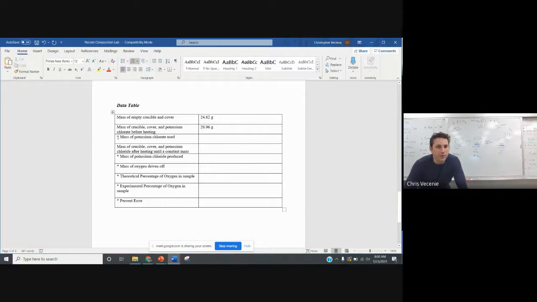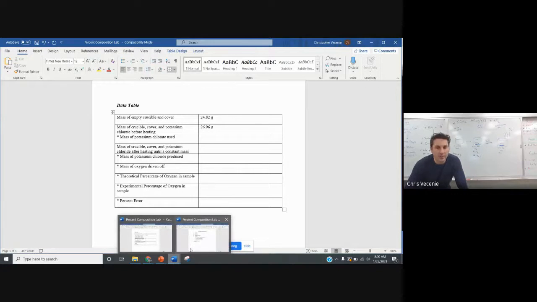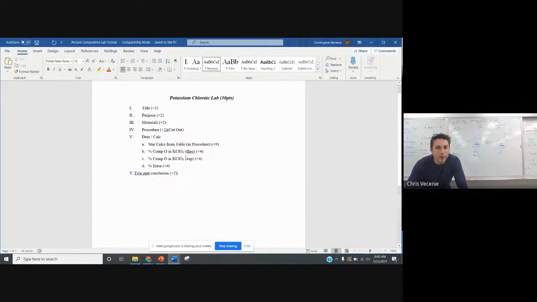So this one here, this one here, this one here, and this one here, and lastly, this one here, all have stars. That means you need to do supporting math work to get those. And that's a big part of your lab format.